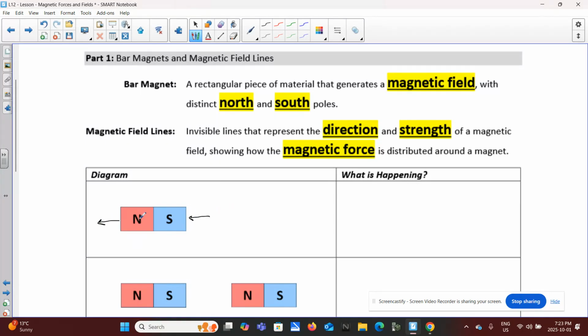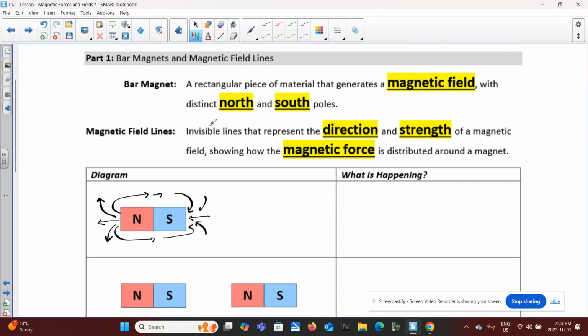So what's going to happen? Well, they come out of the north, but they also wrap around. So they're going to do this, going around, out of the north, into the south, and then we kind of get some of these happening as well, okay? So that's what my field lines are going to look like.